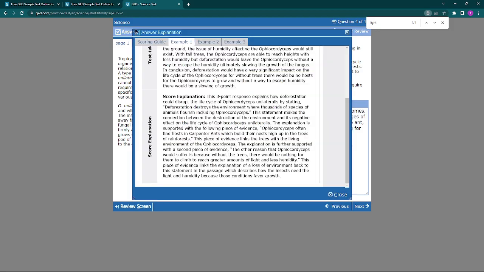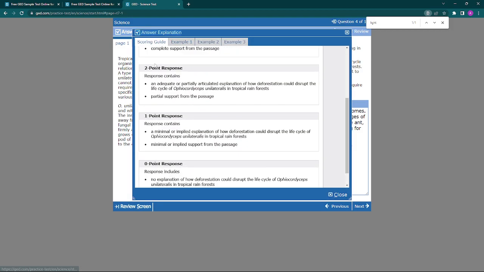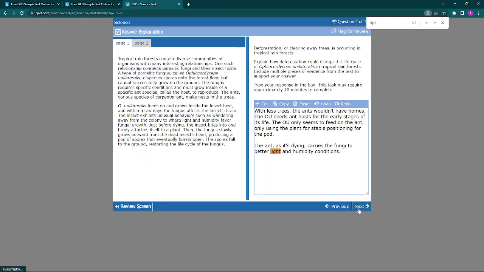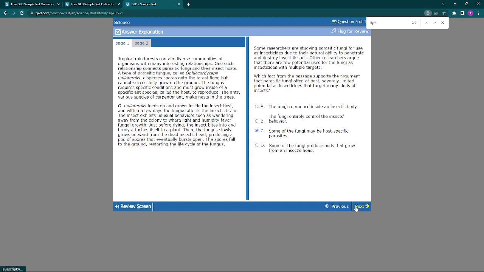So this is a 3-point response. So there we go. This is 3 points over here. There's where the little banner is. Okay, so we've got 3 points, which we probably got 2. So we're at 5 out of so much now. Or actually, let's write that down. So 5.